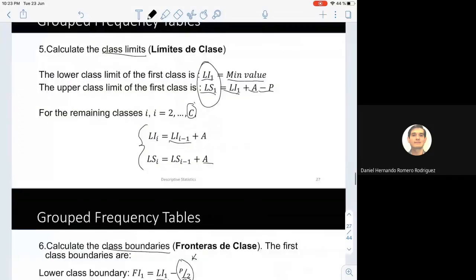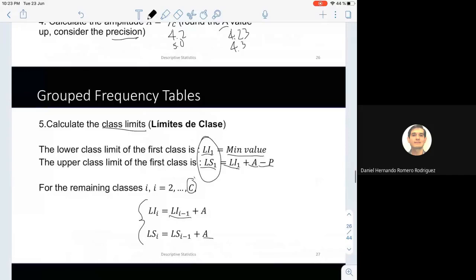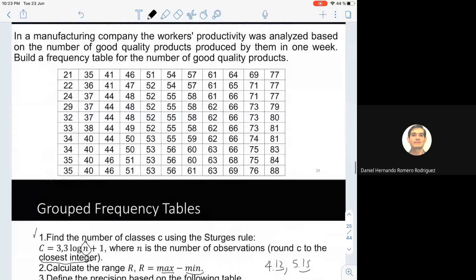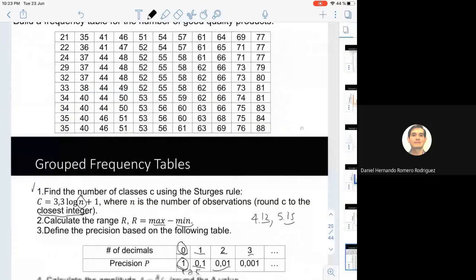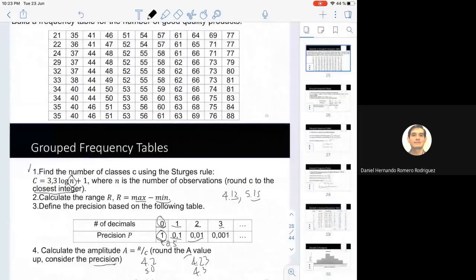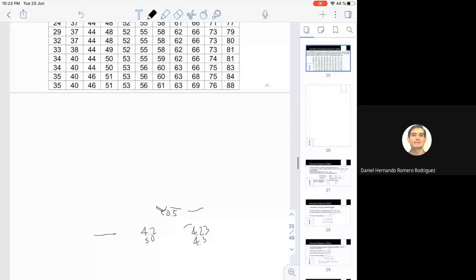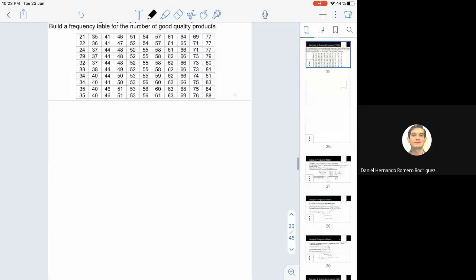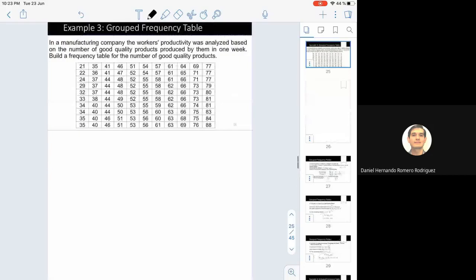So now let's go over the steps using our original data. Let me add an empty sheet here. There you go. Okay, so let's get started. All right, so let's go over the steps that we just explained.